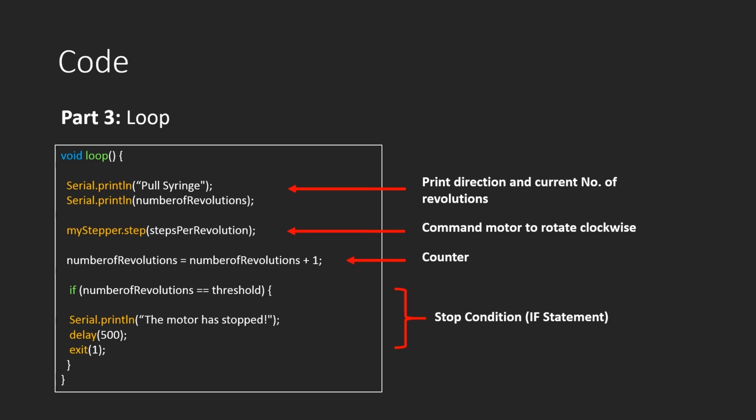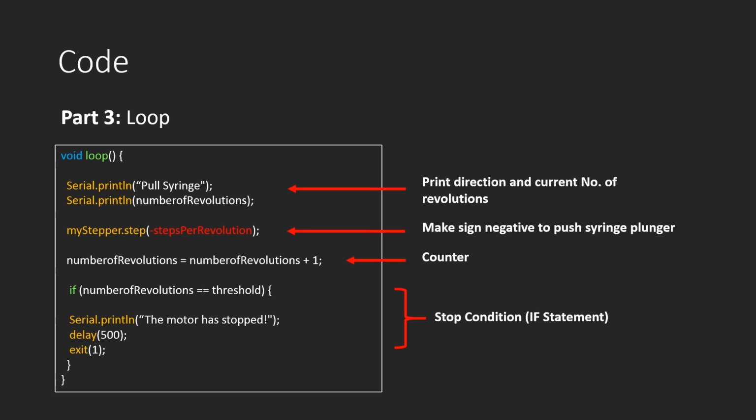To command the motor to rotate, we use the function myStepper.step. This function commands the motor to step in one direction, clockwise or counterclockwise, and contains the variable we defined earlier. Remember, we assigned the value of 2048 steps per revolution. Also, notice that the sign of the variable steps per revolution is positive because I want the motor to pull the slider. If we wanted to push the slider and plunger instead, you would make this sign negative.